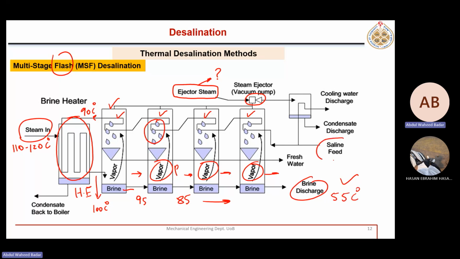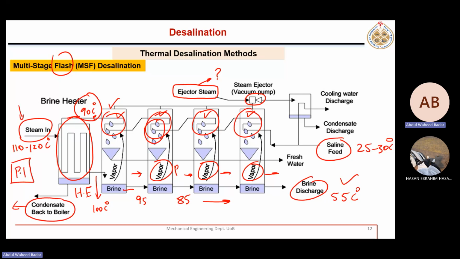Sea water or saline water has entered at around ambient temperature, 25 to 30 degrees Celsius, and in each stage its temperature was increasing, and maybe it may reach up to 90 degrees Celsius. So here is the main energy supply, and that goes back to whatever is the energy source, power plant or whatever.